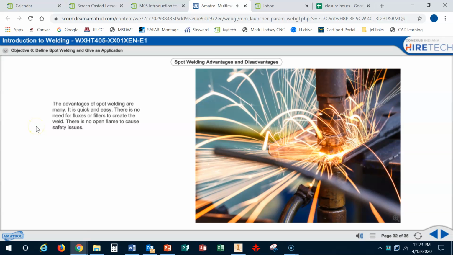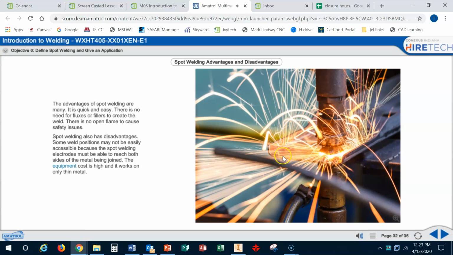The advantages of spot welding are many. It is quick and easy. There is no need for fluxes or fillers to create the weld. There is no open flame to cause safety issues. Spot welding also has disadvantages. Some weld positions may not be easily accessible because the spot welding electrodes must be able to reach both sides of the metal being joined. The equipment cost is high, and it works on only thin metal.